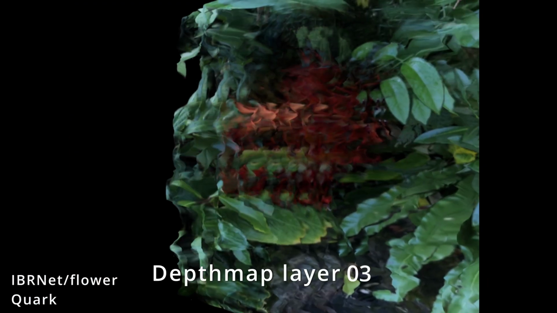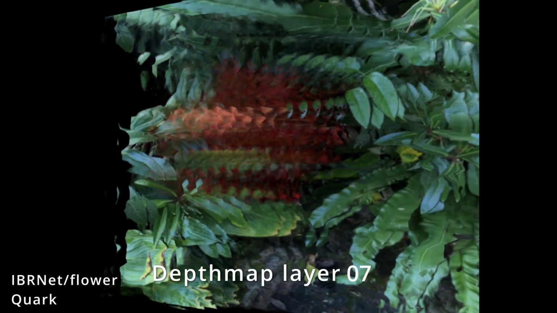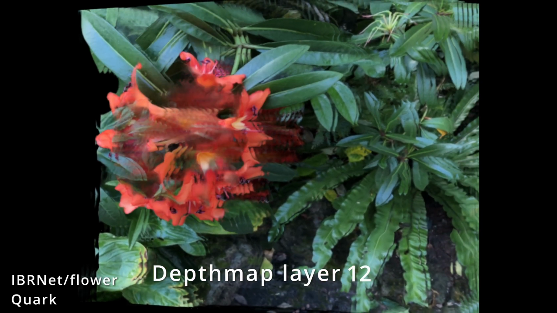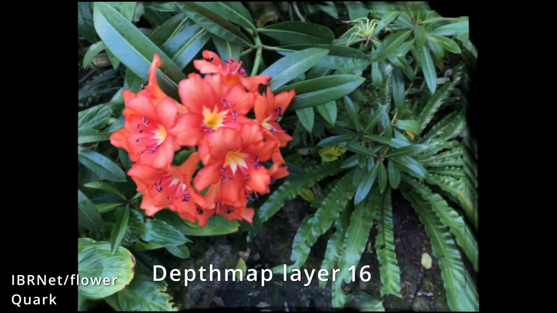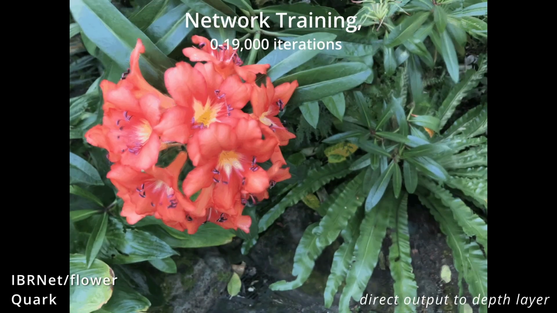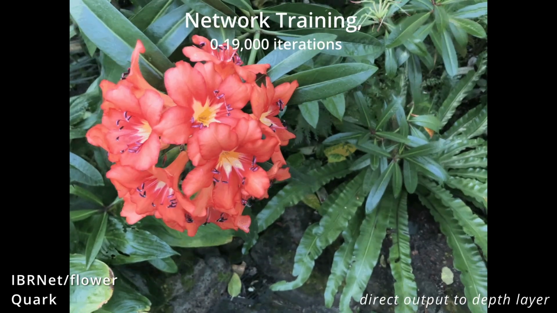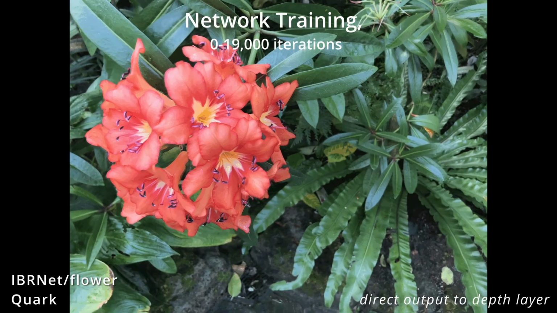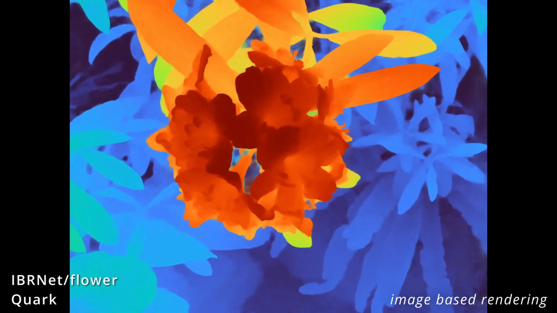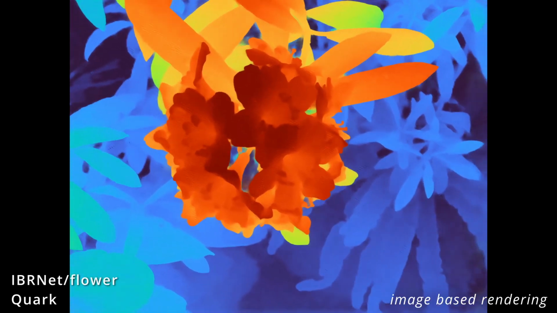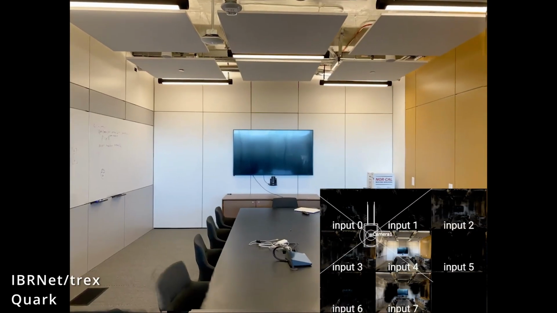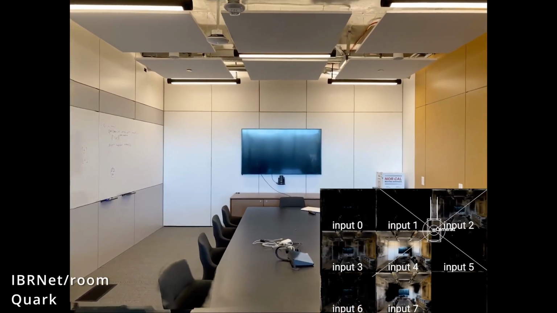This fast evaluation time is partially enabled by the network's internal representation of the 3D scene as a stack of layered depth maps that conform to the geometry of the scene. The network learns to directly output depth layers with associated density and blend weight properties that allow us to perform layer-wise, image-based rendering using the original input images. This results in high-quality, high-resolution images without holes or gaps.